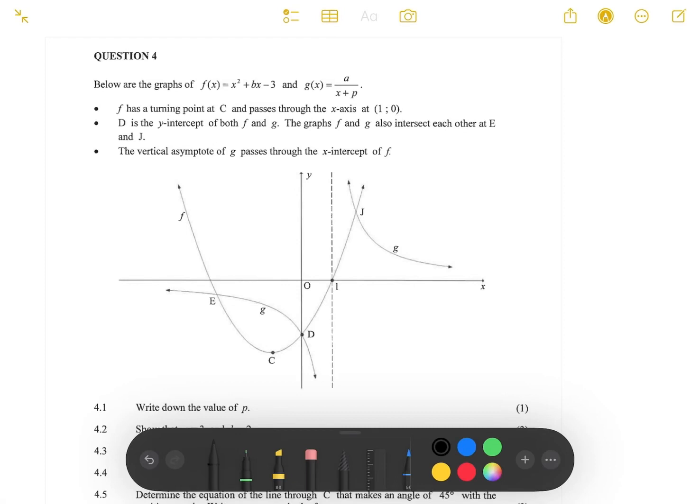We are continuing with functions. Basically, we're doing a question which combines a parabola and a hyperbola. So here we're given the graph of f of x, and then we're also given a graph of g of x, okay? And we are given the turning point of f as C, and then it also passes through the x-intercept at (1, 0).